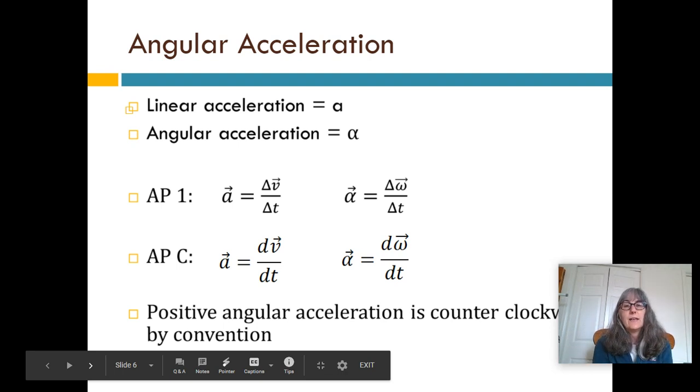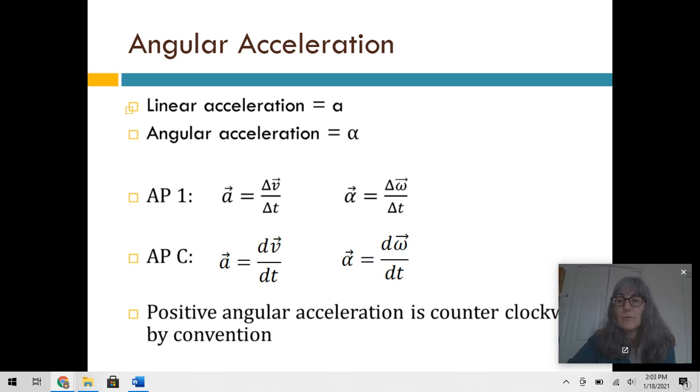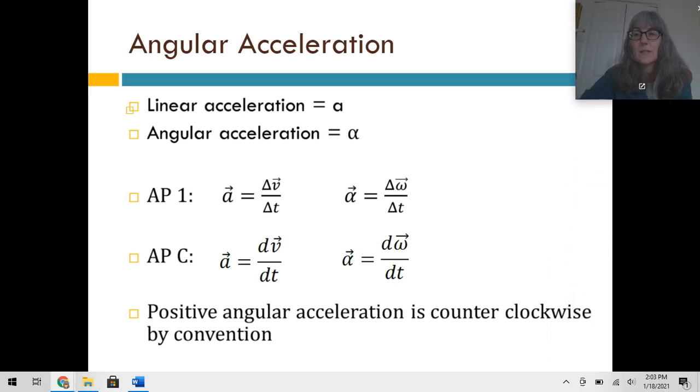Linear acceleration is a. So linear acceleration is a, that's what we've been talking about, that translational acceleration. Angular acceleration is alpha. So the linear acceleration was the change in speed over the change in time. So we can replace those translational values with the Greek values. So alpha, the angular acceleration, is equal to the change in angular velocity divided by the change in time.